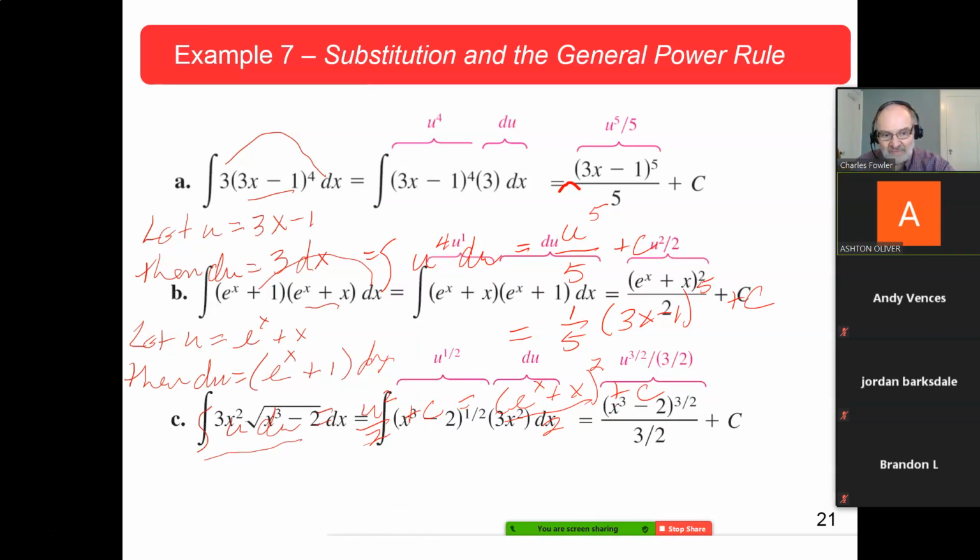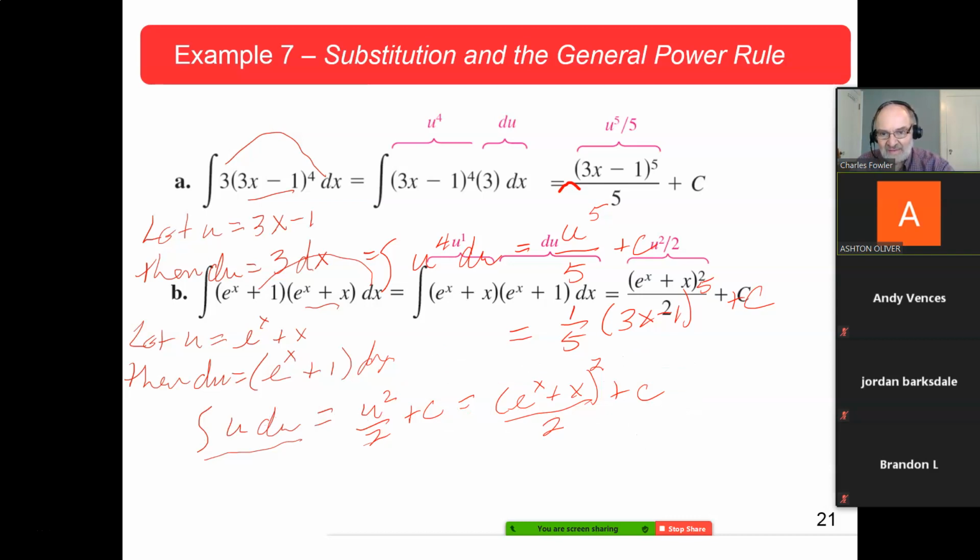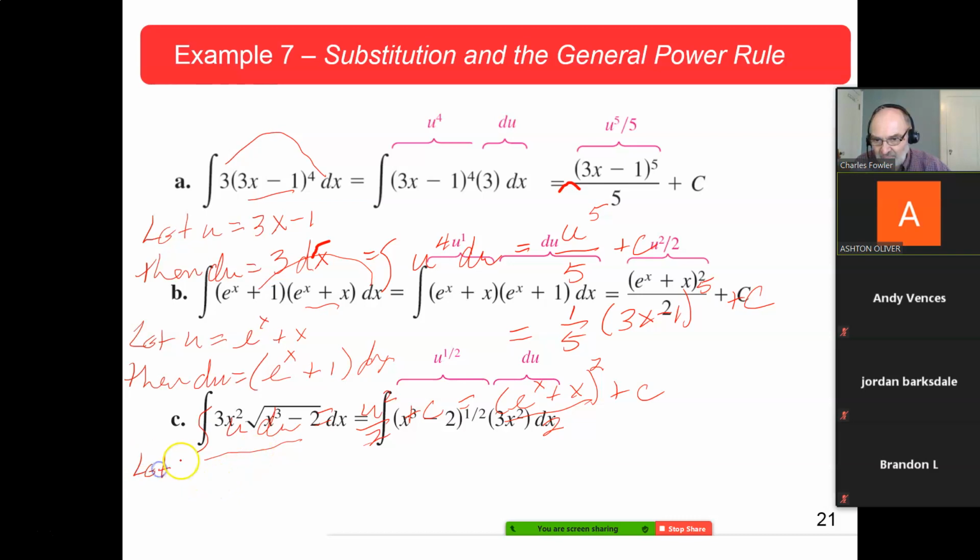All right. Now we're doing this one. Okay. I know it's messy because of the writing in there. But what is the yuck? What is the innermost? What's the most complicated part here? Obviously the square root. What's the innermost part of that? The x cubed minus 2. So let that be our u. Let u equal x cubed minus 2.